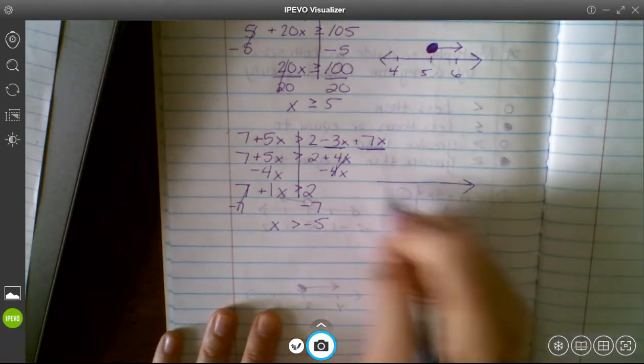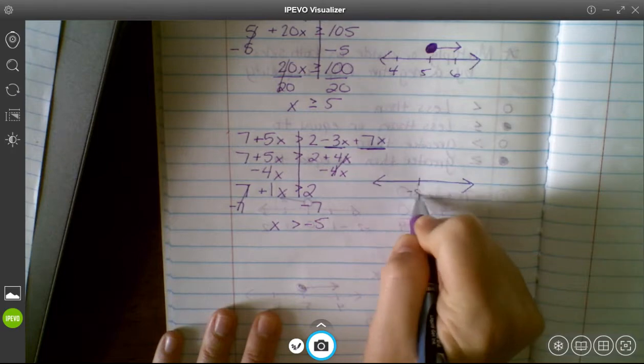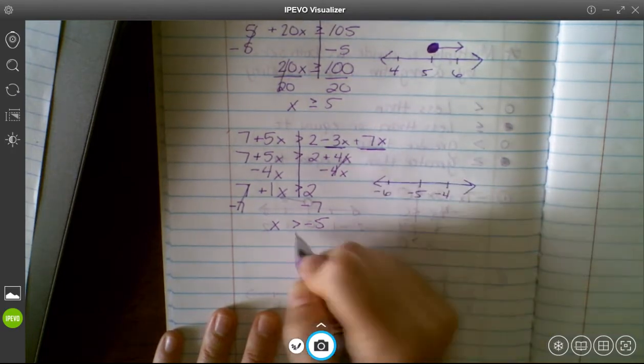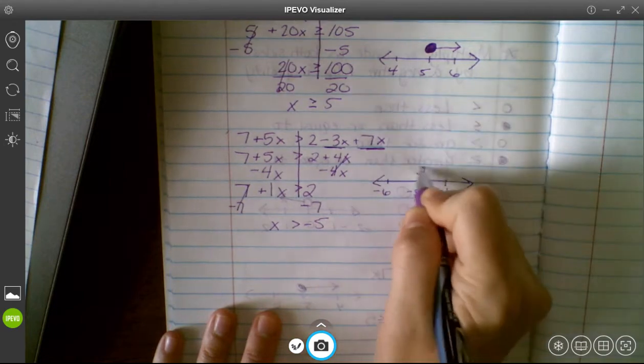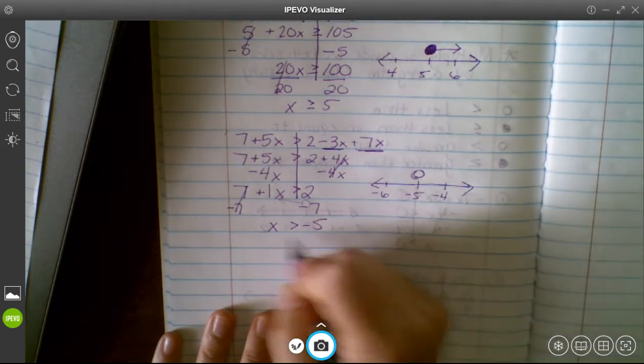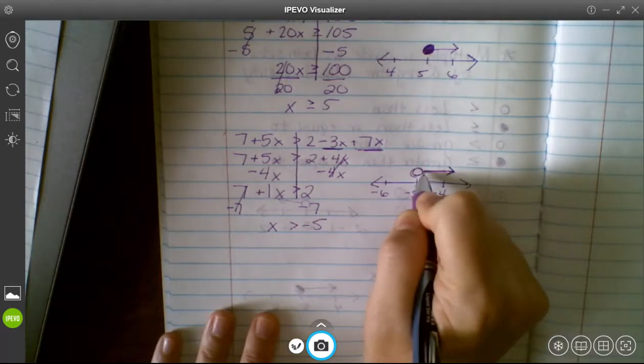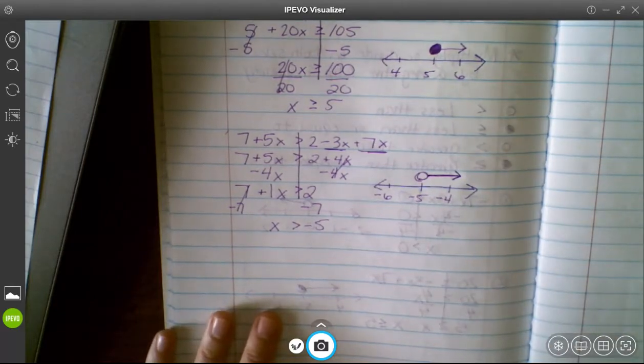So I'm going to draw my number line. Negative 5, negative 4, negative 6. Okay, it's not equal to, so open circle. And then x is bigger. So in this case, bigger would be negative 4. So my answer will go that way.